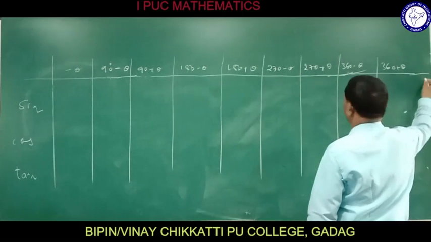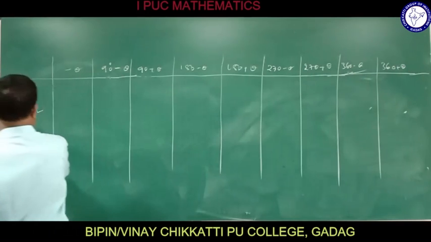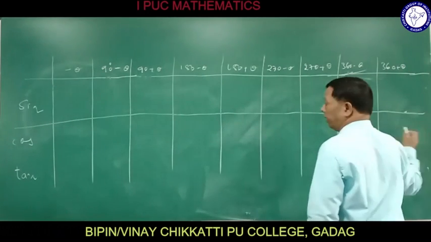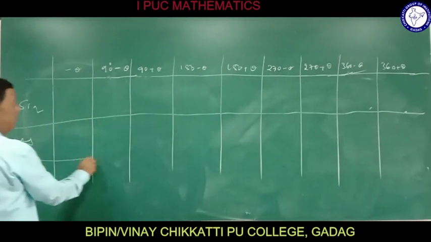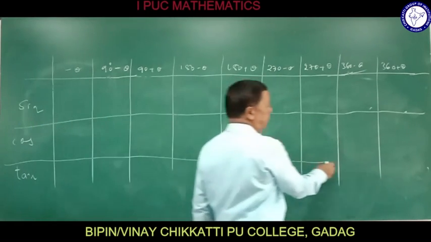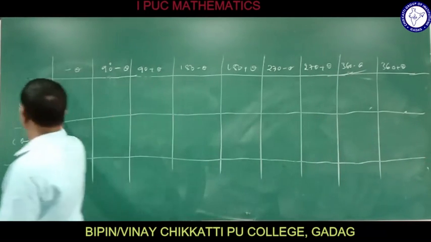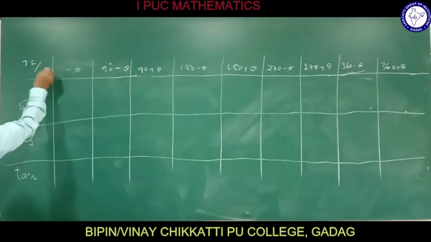So these are the possibilities to write, and remember how to go about writing the results. I can explain it in only one table. Here you understand that in this column are the trigonometric functions, and here are the allied angles.